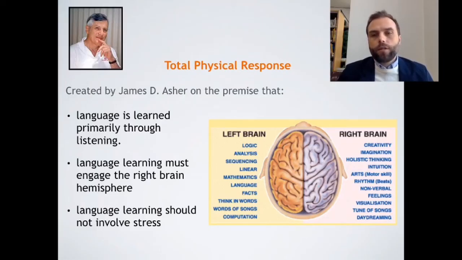So you can see here, according to this, the left brain is for logic, analysis, sequencing, and so on, the logical side of our brain. The right brain is all about creativity, imagination, arts, and so on. So total physical response was an attempt to address the imbalance between the left brain and the right brain in teaching. So it brings more of the creative side of our brain processing into it. Okay, and the final point here, language learning should not involve stress. Okay, so that's total physical response, and a very useful technique for teaching young learners.